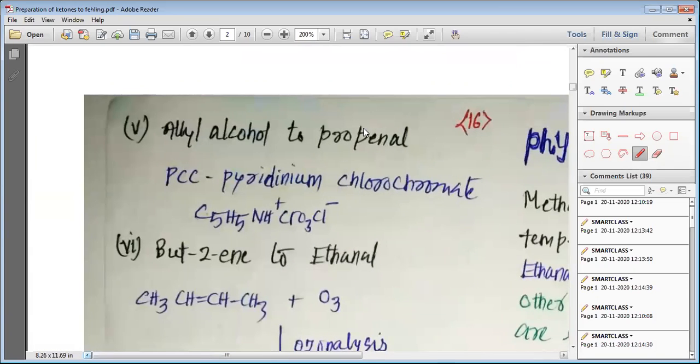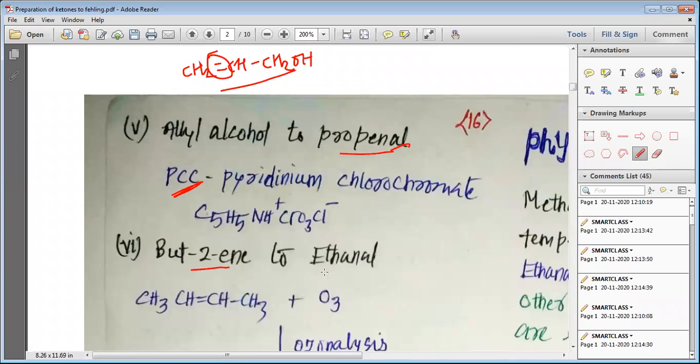Then allyl alcohol to propenal. So allyl alcohol is converted to propenal. Allyl alcohol is having a double bond. This is what it is known as the allyl alcohol. This allyl alcohol can be converted to propenal without affecting this double bond, and that is possible with the PCC, pyridinium chlorochromate.